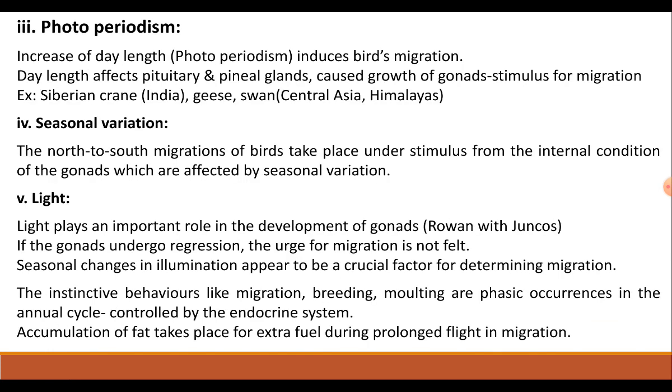The third one is photoperiodism, that is, the increase of day length induces birds' migration. The day length affects the pituitary and pineal glands and also causes the growth of the gonads, which secrete sex hormones that are the stimulus for migration. Examples in India are Siberian cranes, geese and swans, which come from Central Asia and the Himalayas and begin to return from March onwards with the increase of day length.